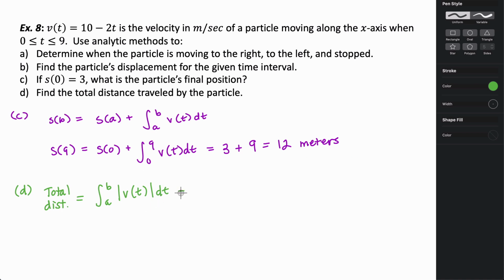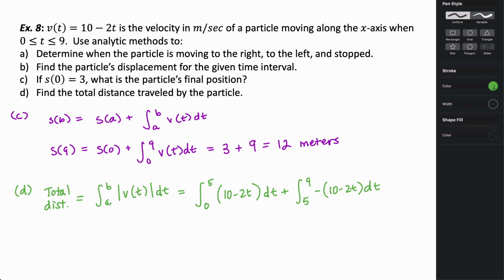So this is going to be equal to the integral from 0 to 5. On the first interval, the velocity was positive, so we can just use our normal velocity function: 10 minus 2t dt. On the interval from 5 to 9, it was negative, so we have to take the opposite of it. So the negative of 10 minus 2t dt.